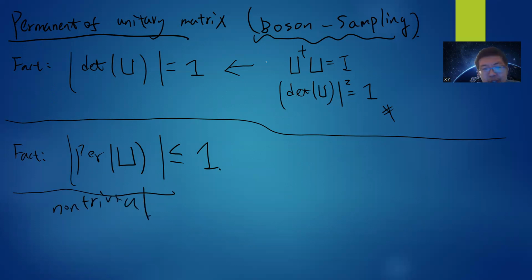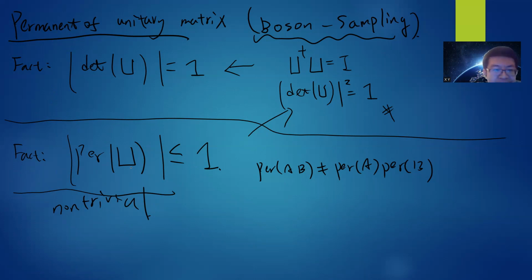It's not obvious because the permanent doesn't have such a property. The permanent of A times B is definitely different from the permanent of A times the permanent of B, so you don't have such a quantity. So you are not sure whether the permanent of a unitary matrix might be very large, because you get an n factorial term addition. It's not an easy way to see whether this orthogonality will make the terms cancel out.